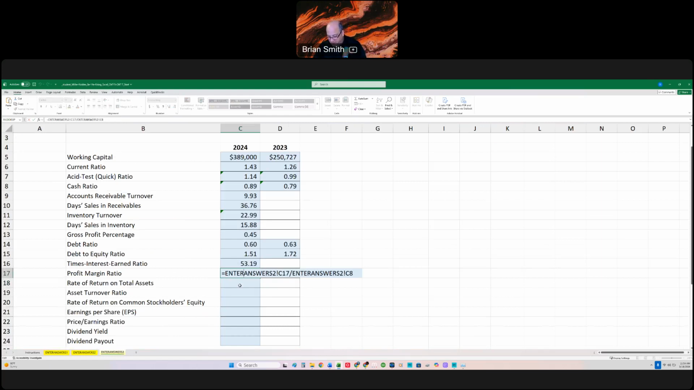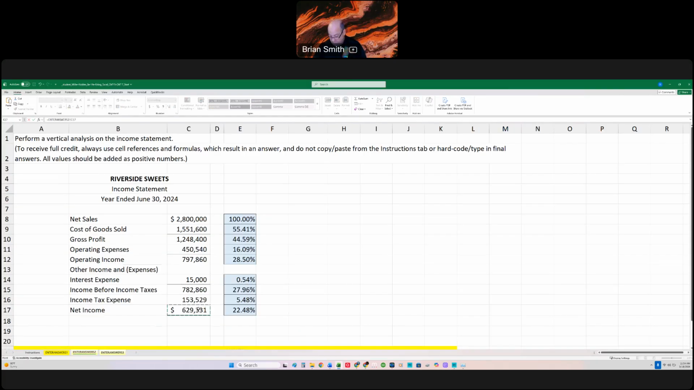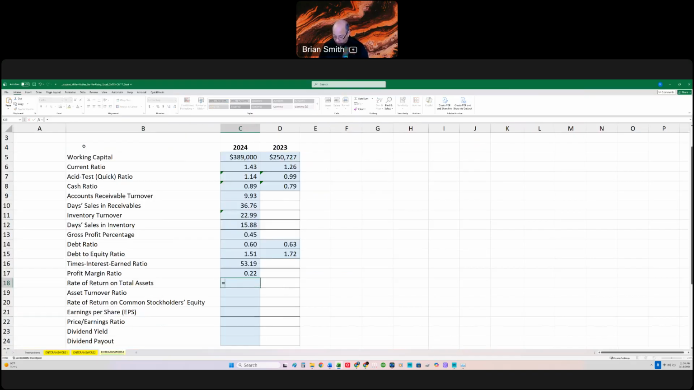It's going to be your net income plus interest expense divided by average total assets. So let's hit equals net income plus interest expense. Actually, I'm sorry, let's start this again. We're going to hit equals. Let's do sum, open parentheses.